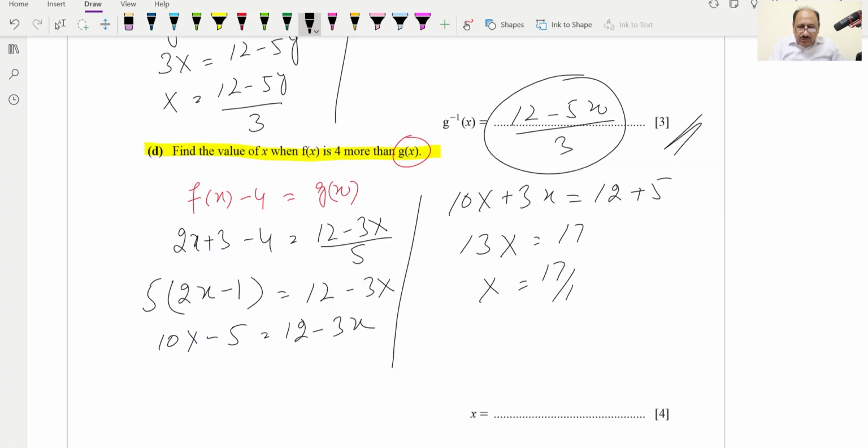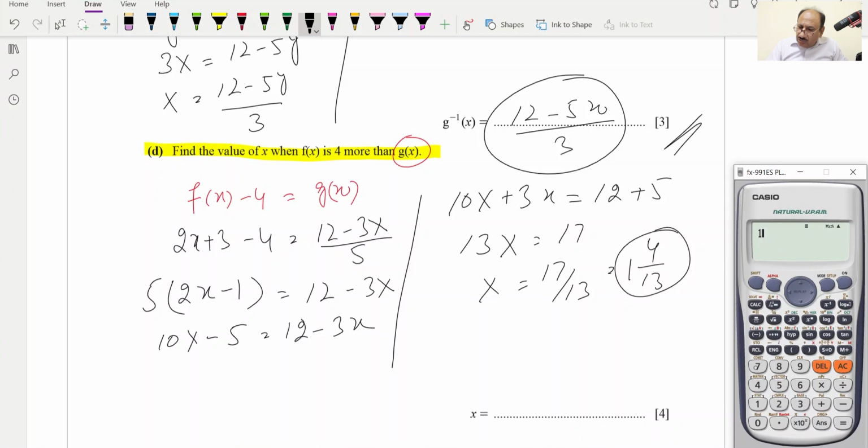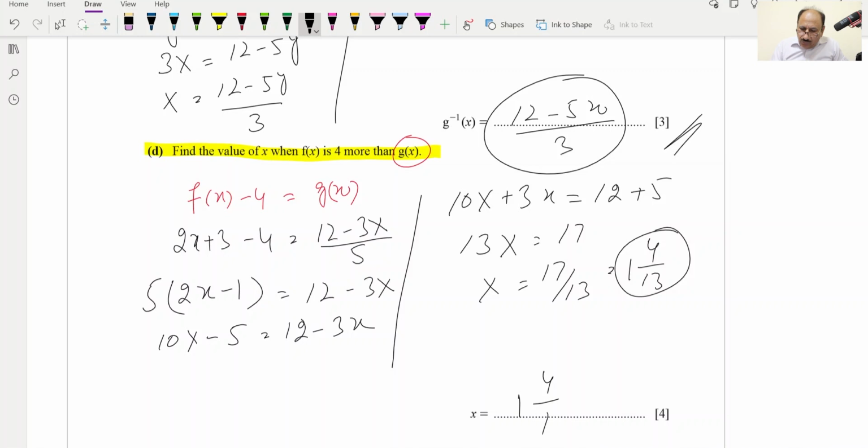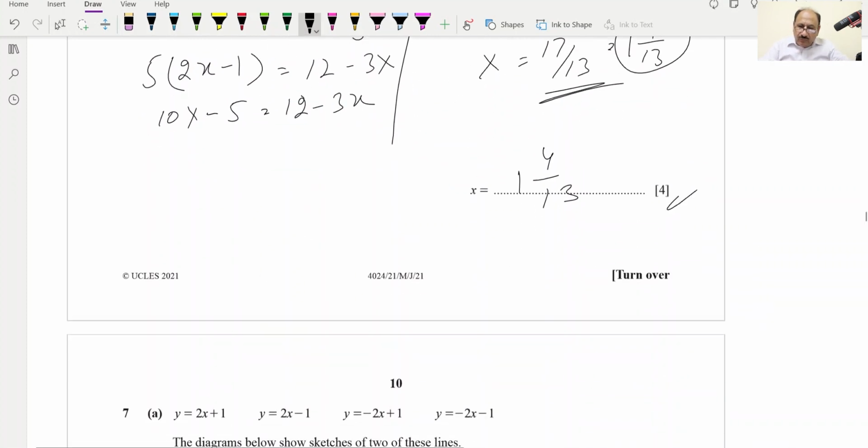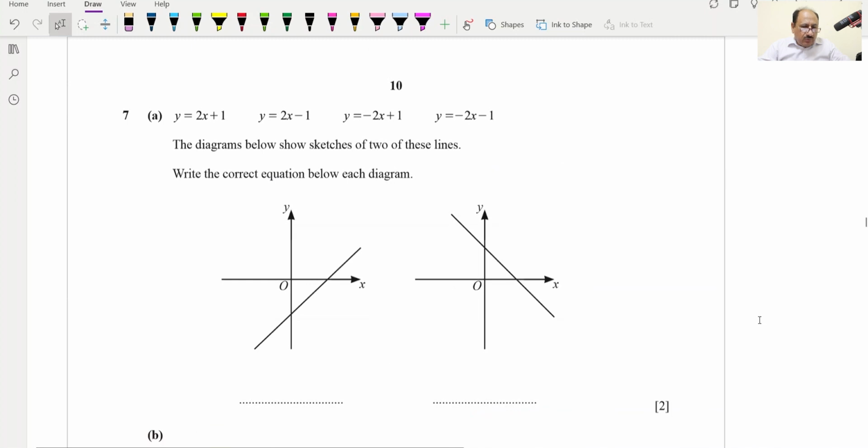And x will be equal to 17 over 13, or we can write it as a mixed fraction, which is 1 whole 4 over 13, and you can use a calculator also to change it. So 17 divided by 13, then shift, and this button gives 1 whole 4 over 13. So we can write the answer as 1 whole 4 over 13, or as 17 over 13. This was the 4-mark part.